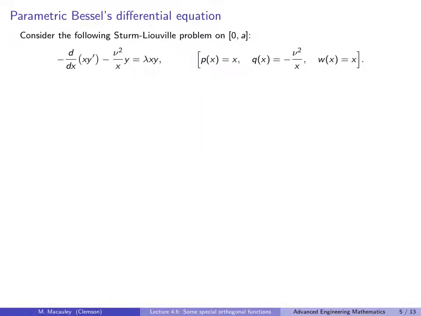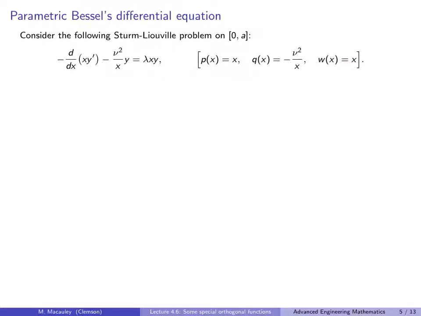Okay, here's the next one. Parametric Bessel's differential equation. This is a more general form of Bessel's equation that we solved in section 2. So consider the following Sturm-Liouville problem on the interval 0 to a. Negative d/dx of x y prime minus nu squared over x y equals lambda x y. So this is definitely in Sturm-Liouville form. And p of x equals x. q of x is negative nu squared over x. And here the weighting function is x.